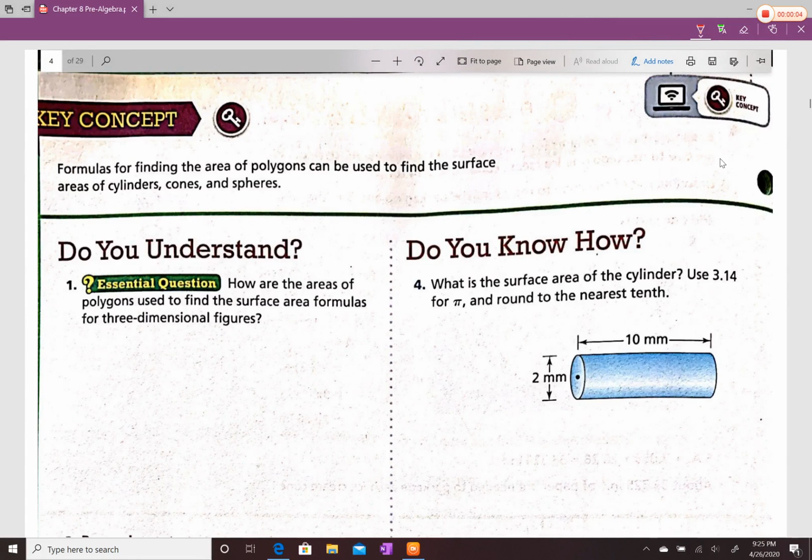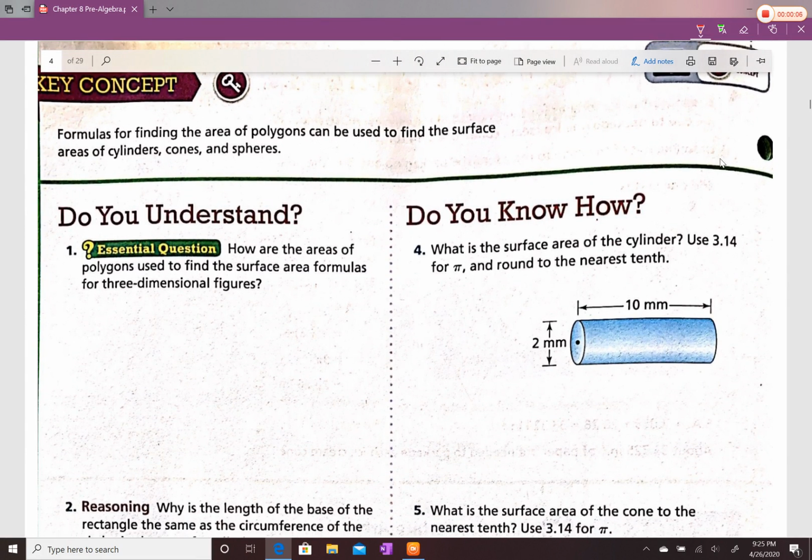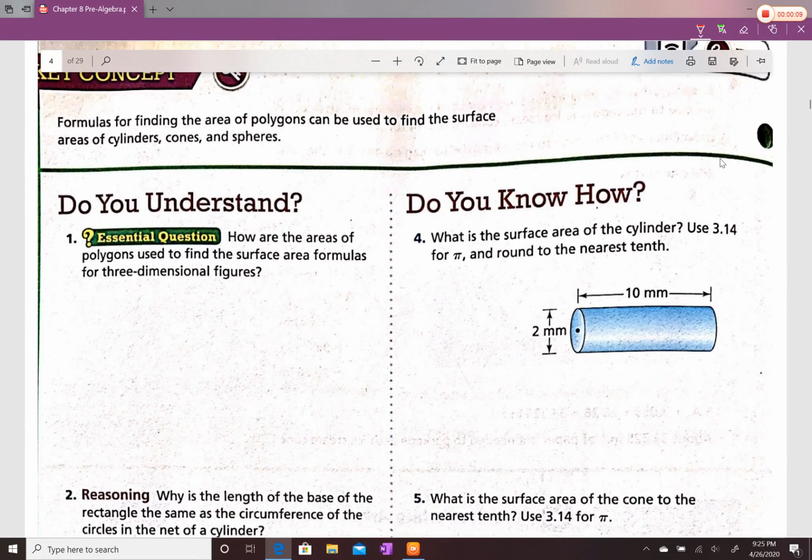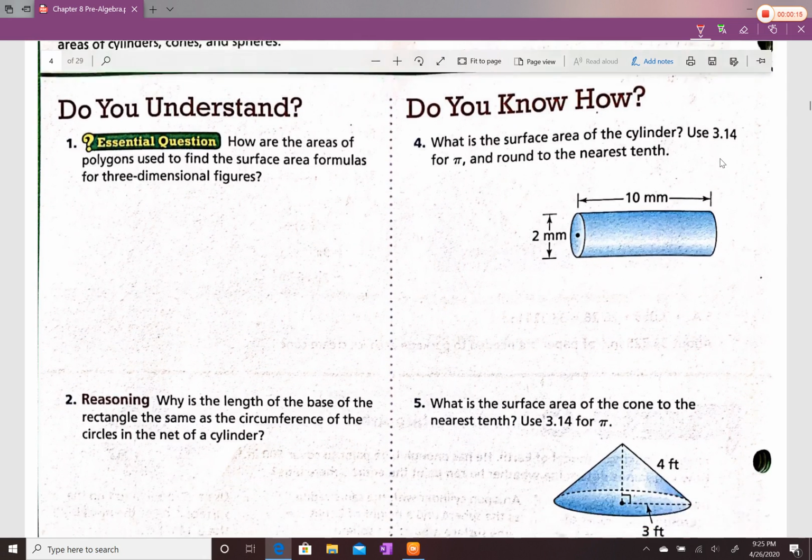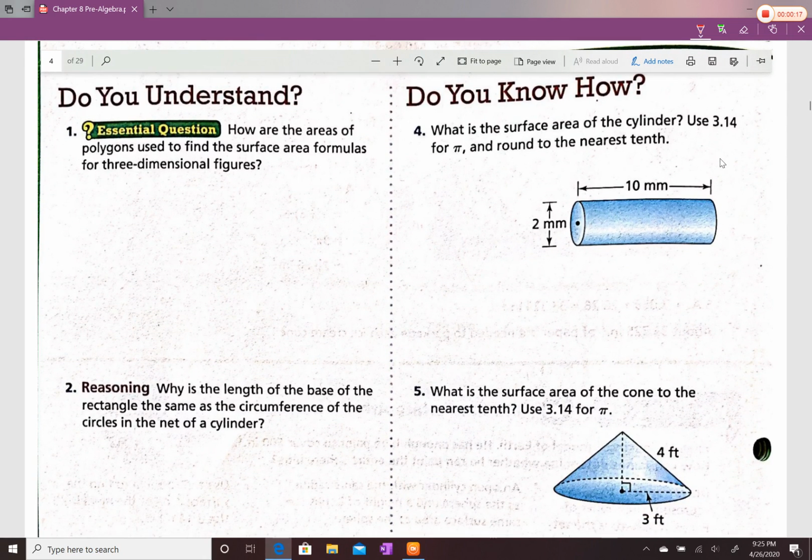So good morning again. The key concept is we are finding the formulas of the polygon or the 3D figure, and we are finding the surface area of cylinder, cone and sphere. That's what we did until now. Do you understand how the areas of polygons are used to find the surface area formula for three-dimensional figures? So go ahead and write along with me.